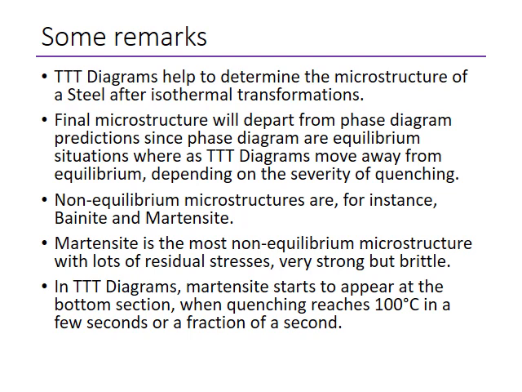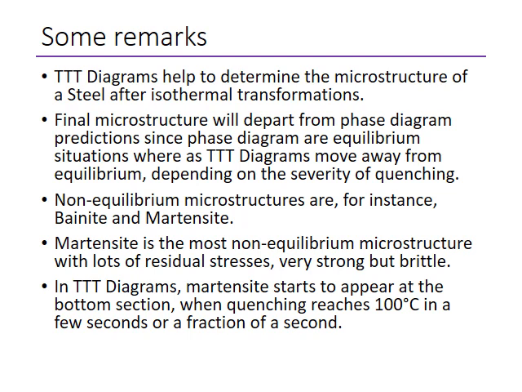So martensite starts to appear at the bottom section when quenching reaches about 100 Celsius. And that's because normally quenching for martensite is made in either water or oil. And you want the quenching to be really fast, so it could be 100 Celsius or sometimes higher than that if you're using oil, but normally we use water in order for martensite to be there.